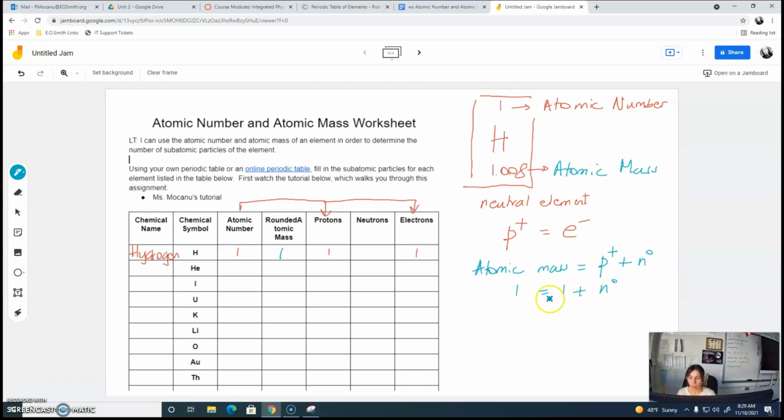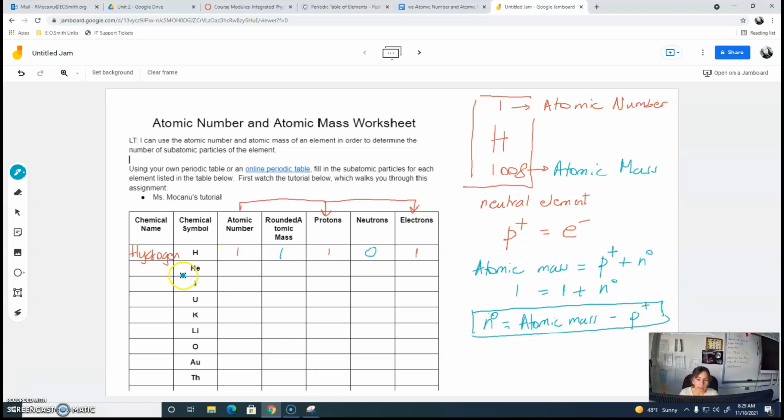Number of neutrons, 1 minus 1 is going to be equal to 0 in this case. All right? So the number of neutrons, if you want to write it this way, is always going to be equal to your atomic mass minus the number of protons. That's how you can find your number of neutrons. You can use this little equation for yourself.